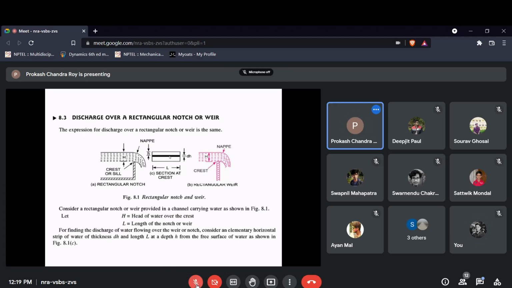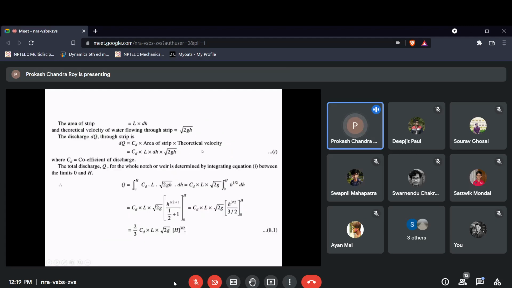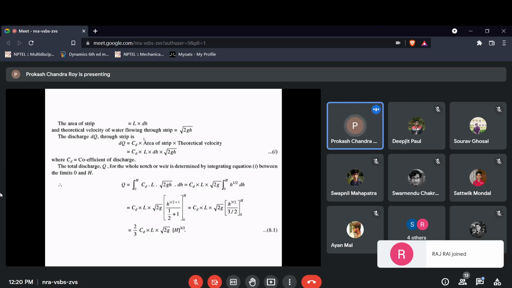Okay. Now, based on this understanding, if you consider the discharge, it will be the flow area multiplied by the velocity. This will be the theoretical velocity, and the discharge through the strip will be the flow area multiplied by the velocity. And here there is a coefficient called CD. We multiply by this CD to get the actual discharge through this strip. So CD is the coefficient here, and the coefficient of discharge is nothing but the ratio of the actual discharge divided by the theoretical discharge.